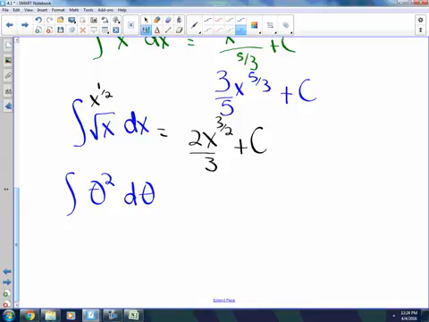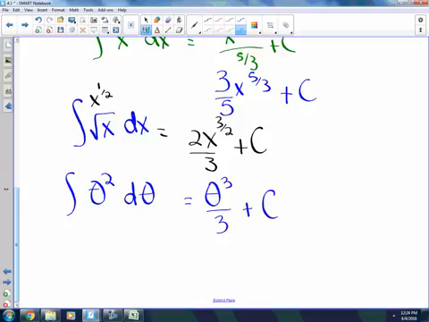Okay, now, this is telling you your function, beta squared. This is telling you your variable of integration. So all it did is it changed your x's for a theta. You still follow the same rule. You take this, add 1 to the power, divide by the same power. So this will be theta cubed over 3 plus c.